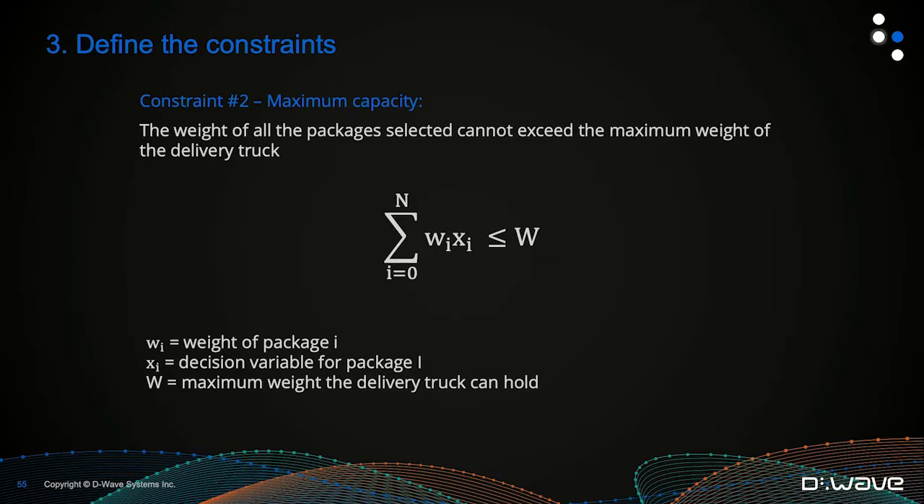The second constraint that we're considering is the maximum capacity constraint. So for this constraint, we need to make sure that the total weight of all the packages we select is less than or equal to the payload of the truck. So in this case, we decided that capital W here would be equal to 3,000.